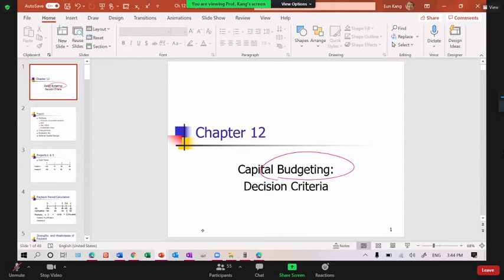Not just more investment, as you see from chapter 11. More investment means more growth, which may not give you higher profit or higher stock price. So it is extremely important. So maybe this is the backbone of corporate finance. How to choose projects so that you can maximize stock price. It's a very, very important chapter.